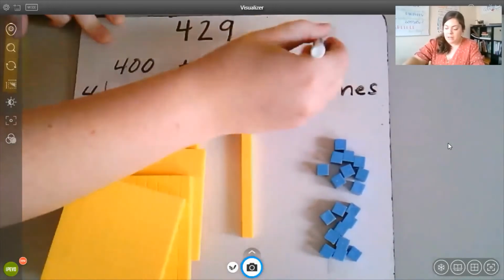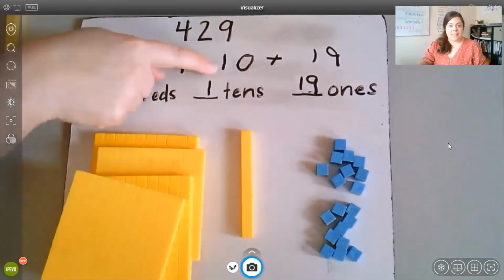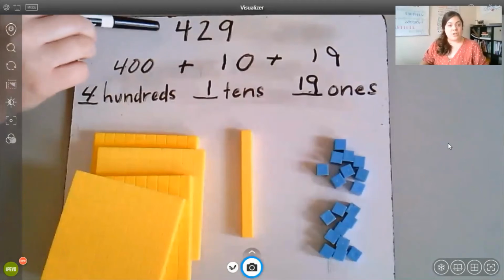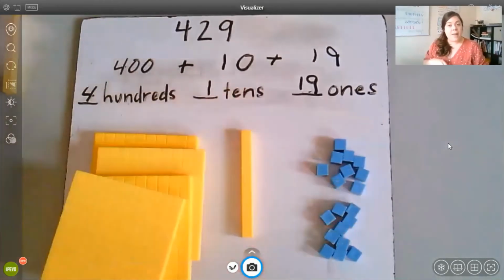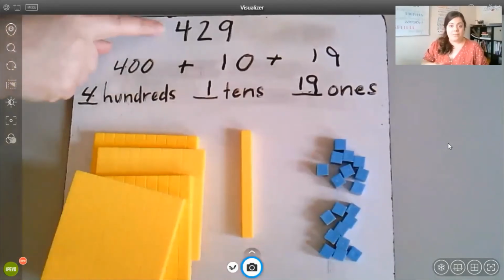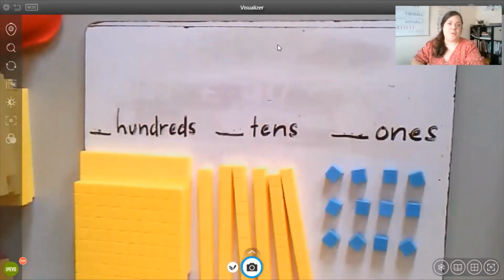So I need to make sure that the value in my expanded form matches that as well. So I have 400 plus 10, 410 plus 19 is going to give me 429. So again, though my model looks different from how I started, the value of that model is still 429. Let's take a look at another way we might see a different type of representation for a number.